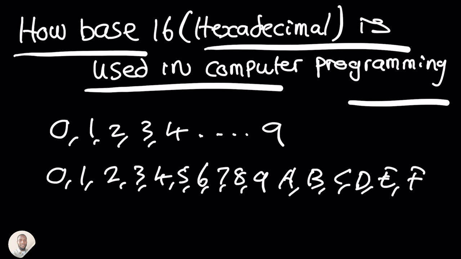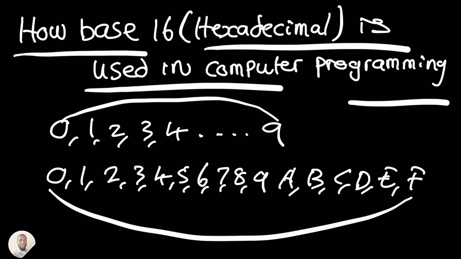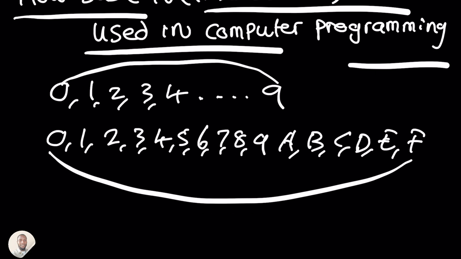This is exactly how base 16, also known as hexadecimal, works. It uses 16 symbols instead of the normal 10 digits. It uses 16 digits. Now, what is hexadecimal? The hexadecimal number system is a way of writing numbers using 16 symbols, as we can see right here.